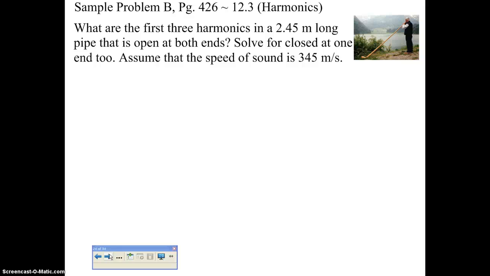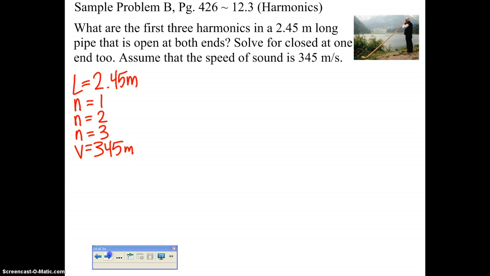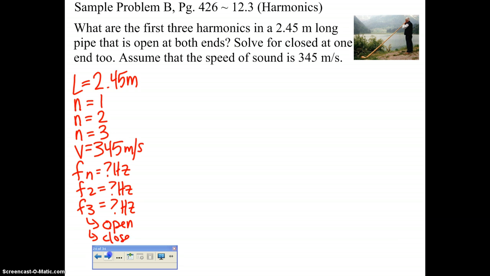Okay, so the first three harmonics, and length is 2.45 meters. That is open at both ends. So the first ones you want to solve for when n equals 1, and then when n equals 2, and then when n equals 3. And the speed is going to be 345 meters per second. You want to solve for Fn, that's the natural frequency, when n is 1, in hertz, you want to solve for F2, and you want to solve for F3 in hertz. You want to do this for open, and then you want to come back and do this for closed.